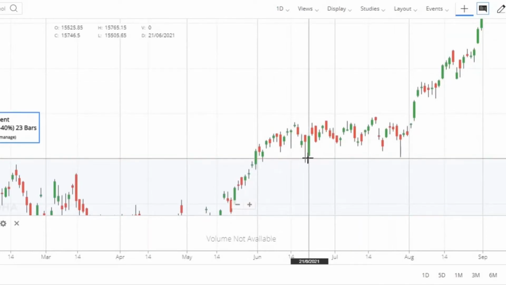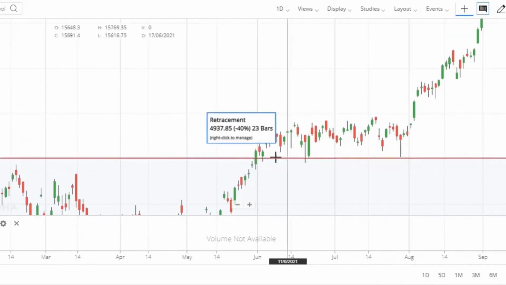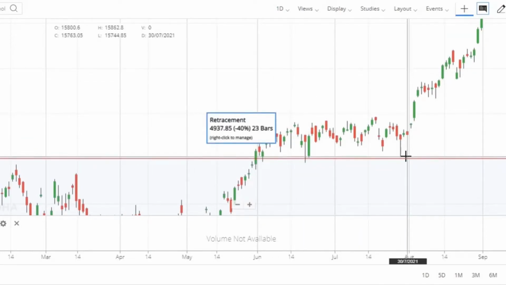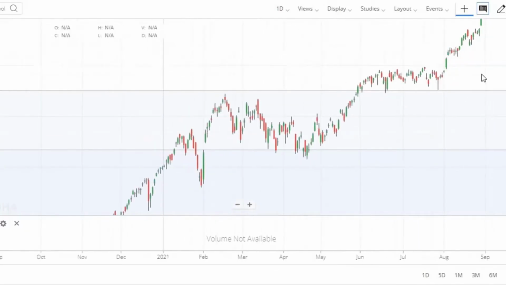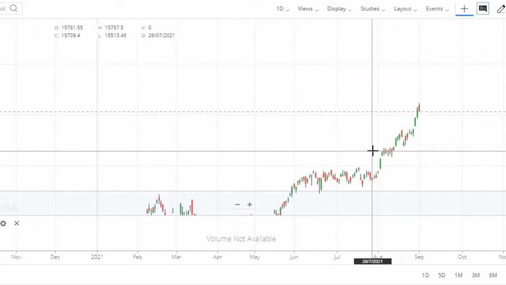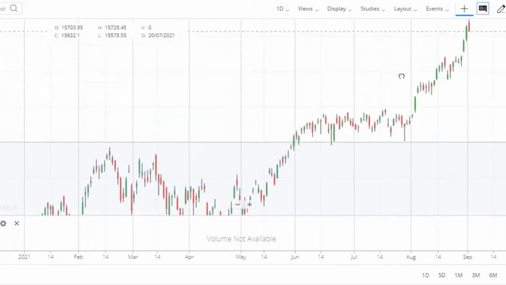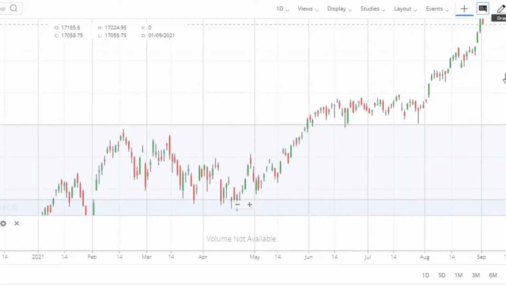See, it took the support twice, one, two, three, thrice. It took the support on 161.8 thrice and then blasted up again. So this is how Fibonacci works. Now let me tell you the downsides of it as well.